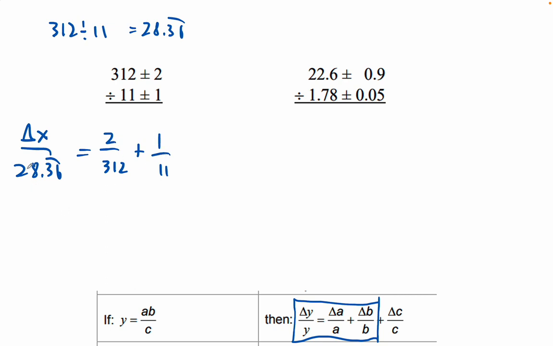Okay, and then again, I'm going to go this times this, right? So my change in x is 28.363636 times this in parentheses, right? So I'm going to go times left parenthesis 2 divided by 312 plus 1 divided by 11, and I get 2.76033, et cetera, right?